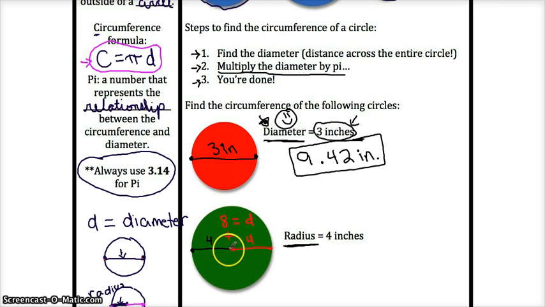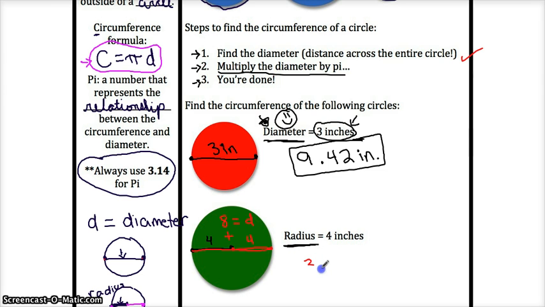The radius is only halfway across the circle. I need to go all the way across the circle. So I did 4 plus 4, that gave me 8, and now I have my diameter, my full distance across the circle, this full red line. Okay, so now I found my diameter, check, and I just need to multiply the diameter by pi.